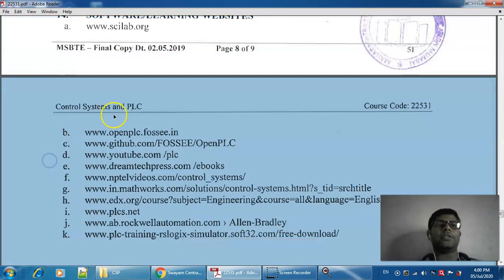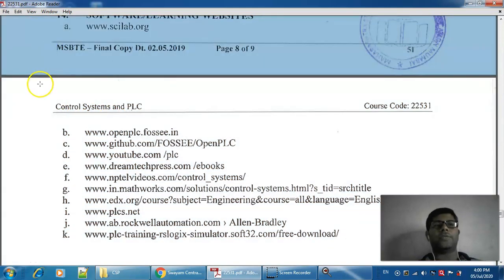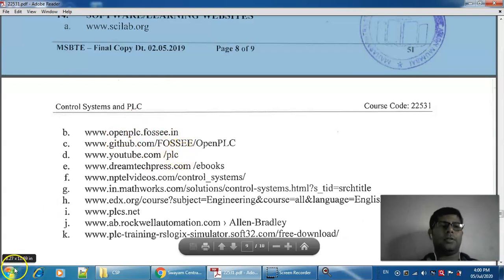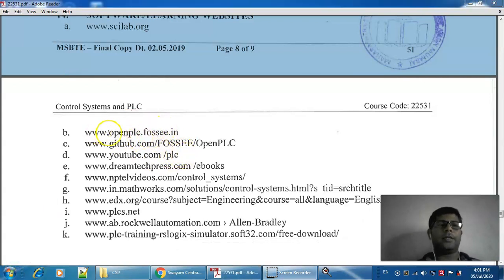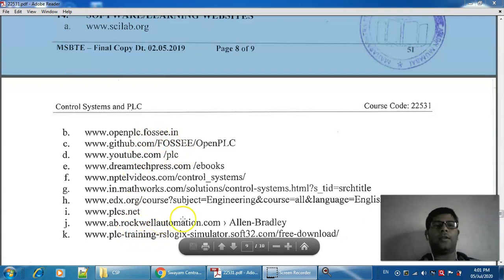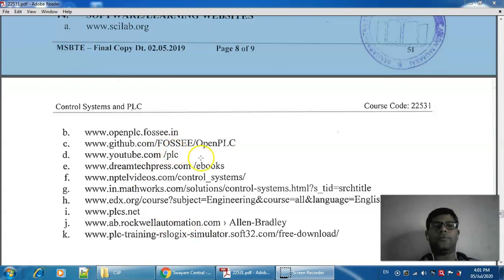Then here is a list of websites. You can visit these websites also. You will get to learn, and you can take some inputs from these websites also. YouTube.com PLC, then NPTEL, then again Rockwell Automation. These are good websites you can see for your references.